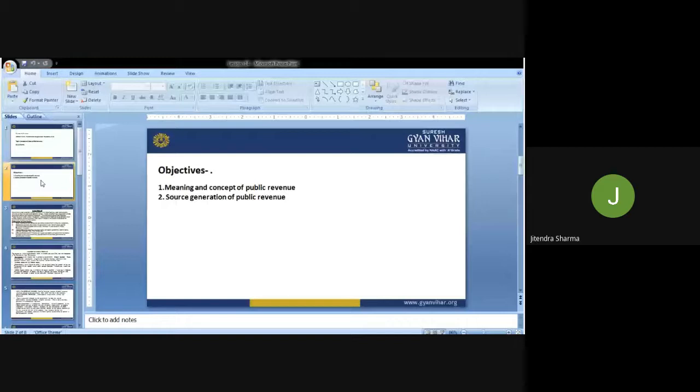So in this chapter, we will discuss the meaning and concept of public revenue, and then the sources of public revenue: how this revenue is collected, or from which source it is generated and collected by the government. This is a very important aspect for any body which is running any sort of social or economic activity. The public revenue is the revenue which is received by the government agency.